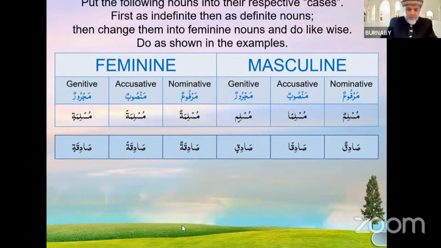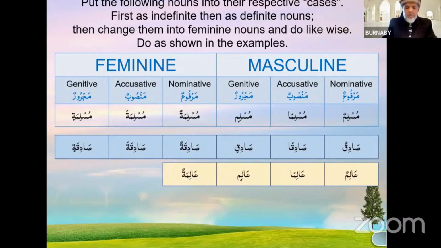Who else do I want to ask? Brother Fahad, did I already ask you? Brother Imran, I need to talk to Brother Imran. Brother Imran, are you with us? Yes. Okay, Brother Imran, the word you will see is alimun. Aliman, alimin. Very good job. All right. Now, Sister Unaiza, please give me the feminine of this.